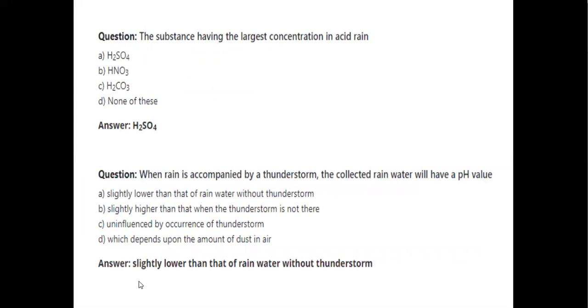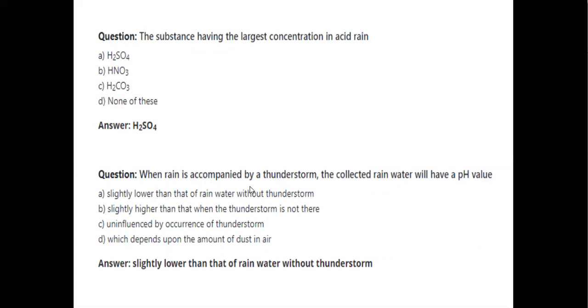The substance having largest concentration in acid rain. Which substance is having largest concentration? Sulfuric acid, nitric acid, and carbonic acid. Sorry, it is not H2CO3, it is H2SO3. So option A is your right answer, H2SO4. Sulfuric acid is having the largest concentration in acid rain.